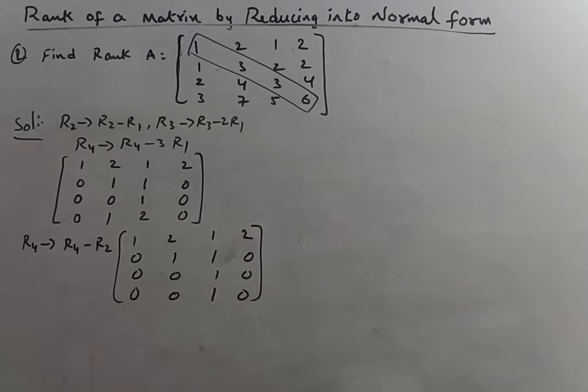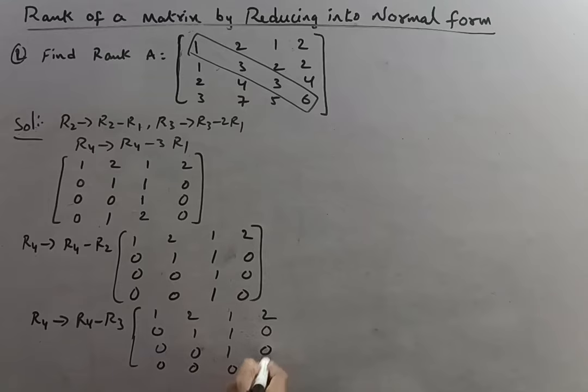Okay. So next where we have to make 0? Here we have to make 0. So last row R4 changes to R4 minus R3. So what do I get here? 1, 2, 1, 2. 0, 1, 1, 0. Then 0, 0, 1, 0. 0 minus 0, 0, 1 minus 1 and 0. Correct? So we completed the below the diagonal elements all being zeros.